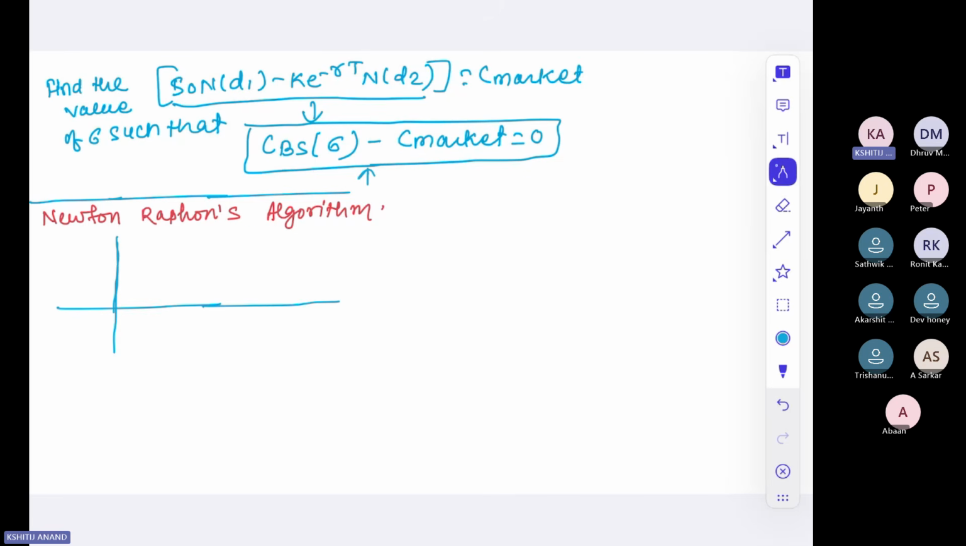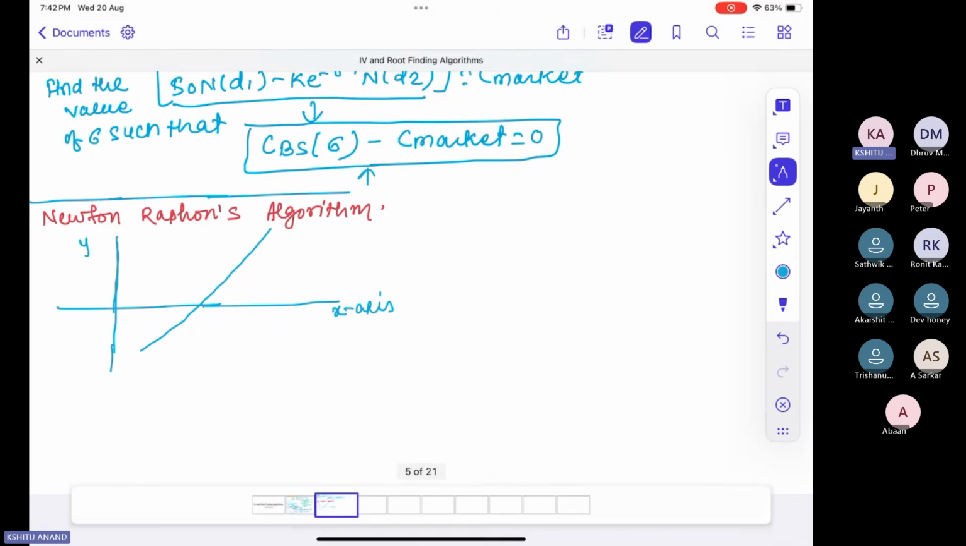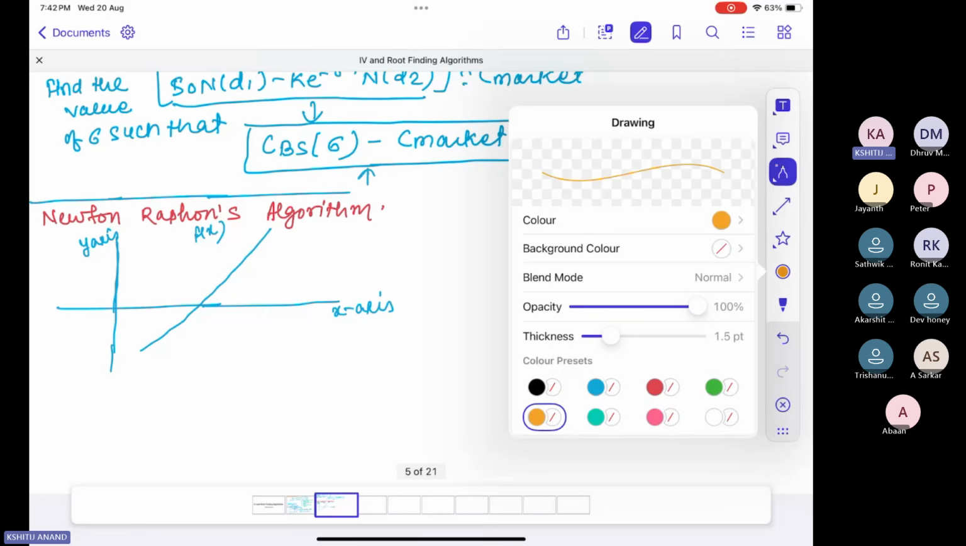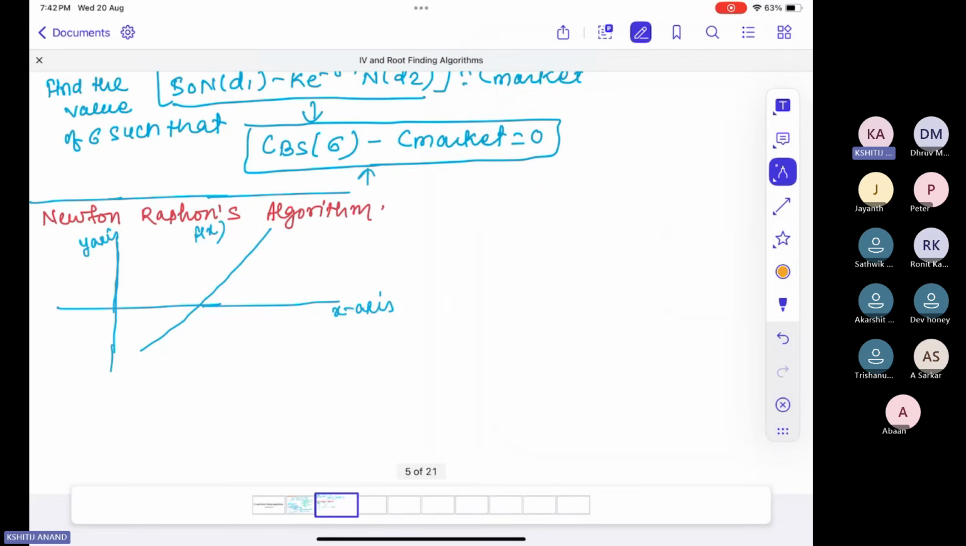Okay, so let us say we have an equation which has a graph like this. This is your x-axis, this is your y-axis. Let this function be f of x. In Newton-Raphson's algorithm, you start with an initial guess, x naught. Obviously this is the root of this particular equation, so your goal is to reach over here. But obviously you can't draw everything, so you will start from somewhere, let us say here. You will say that okay, x naught is the root.